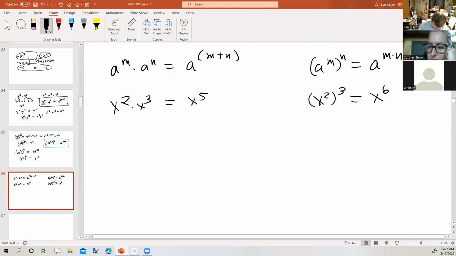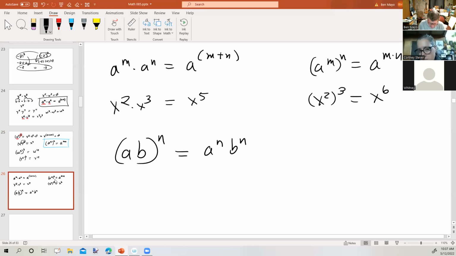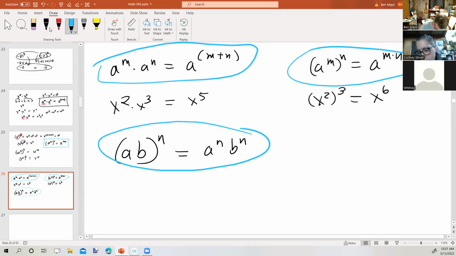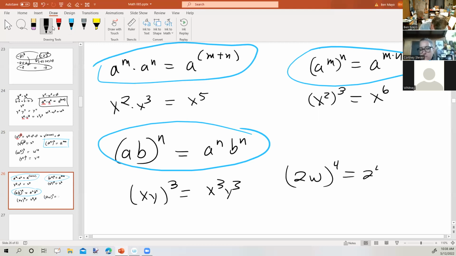All right. Next rule. Let's say we have a product raised to a power. We take the power outside and attach it to each factor inside. So for instance, x y, the quantity cubed, is x cubed y cubed. 2w to the 4th power is 2 to the 4th power, w to the 4th power.